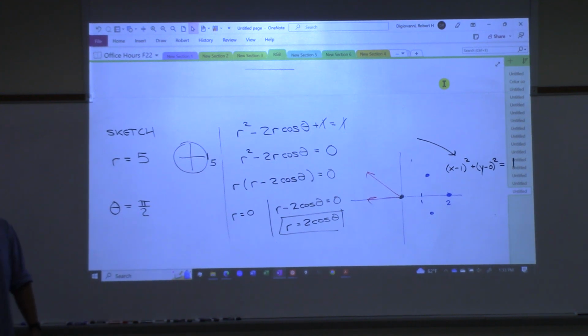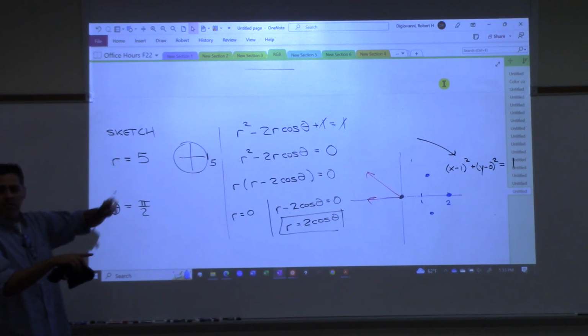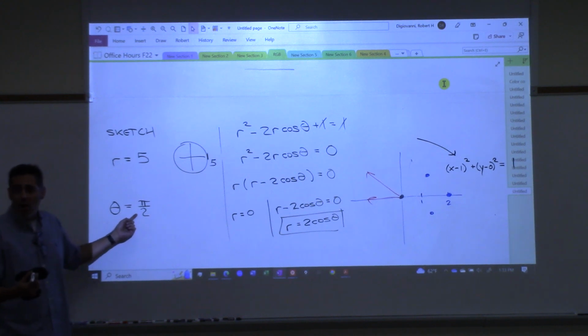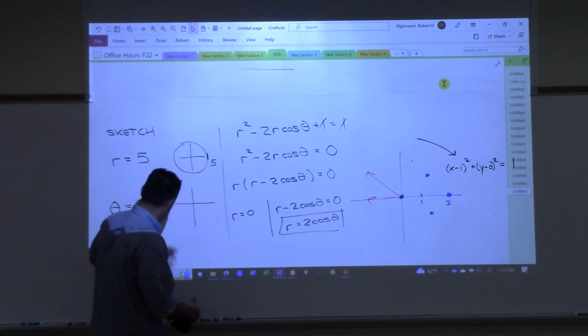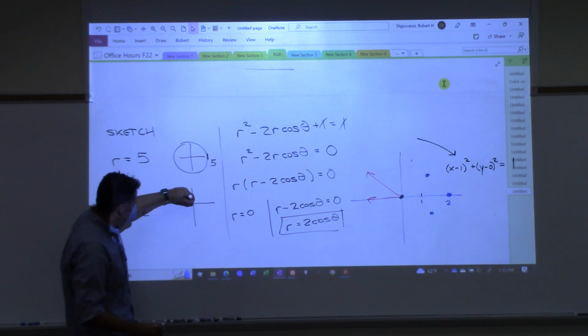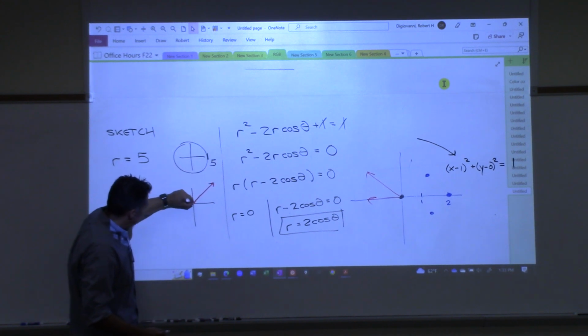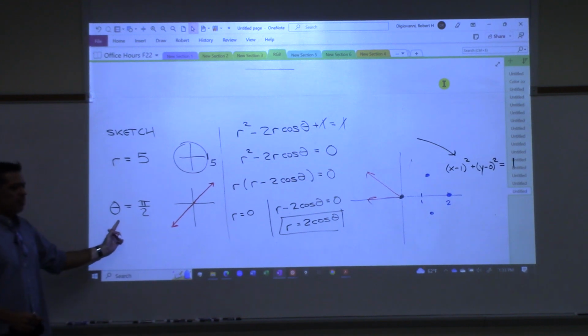That just says aim at pi over 2 and walk out how far? Continuous, like whatever I want, right? R can be anything you want. So what is this actually drawing? A line at pi over 2. A line. It's y equals x.